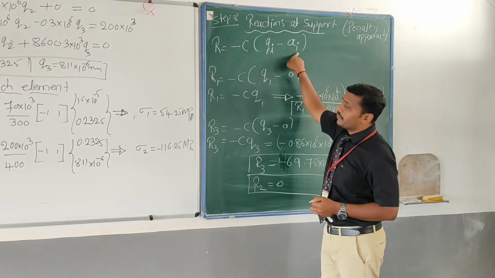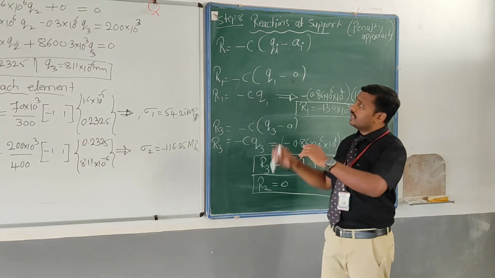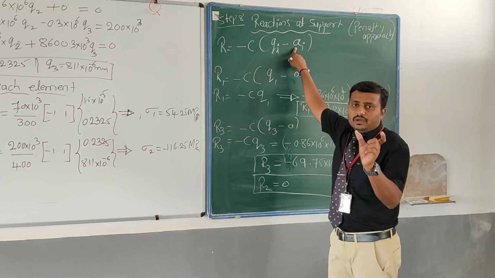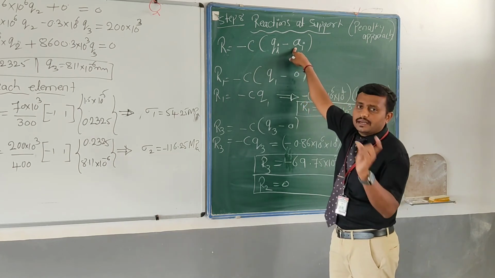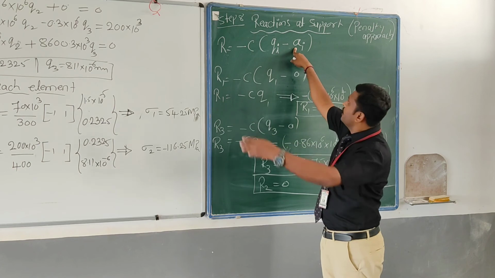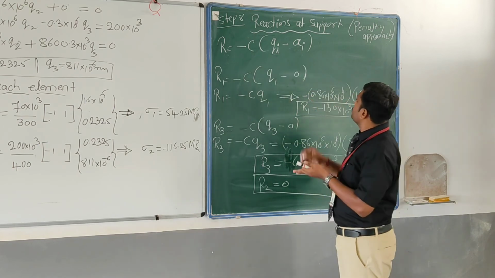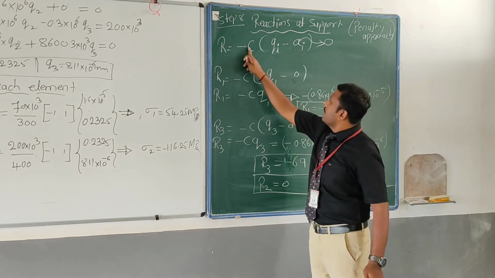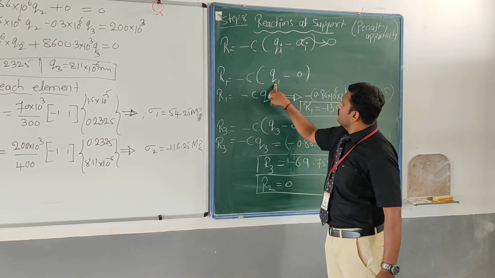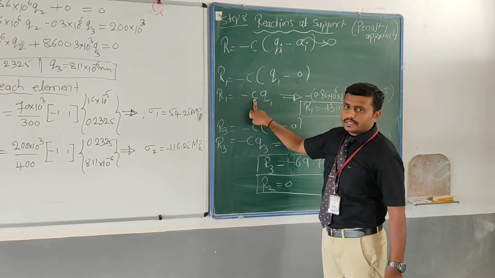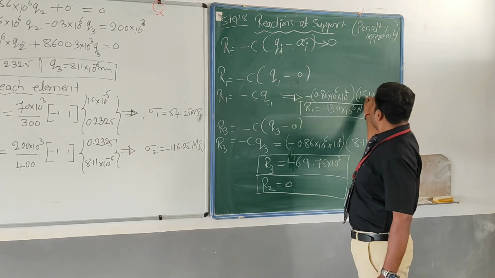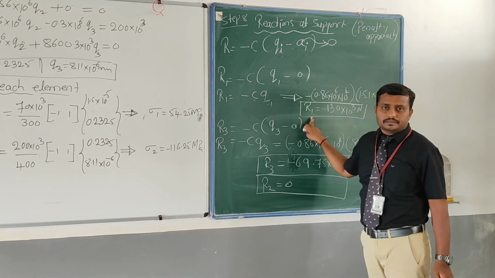Minus Ai. What is A? We have also discussed this. A is the distance or the gap value between the structure and the support. Here there is no gap, so this value becomes 0. What remains is minus C into Q1. You know the value of C, and you know the value of Q1, the displacement we found. Substitute that and you will get R1.